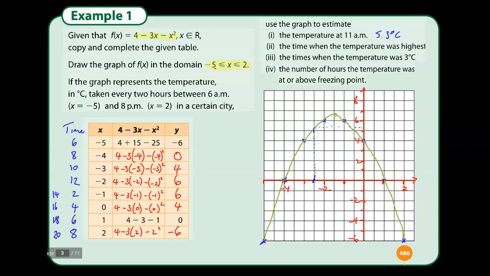Next, the time when the temperature was highest. The highest was the peak in between the 2 and 6 values, here, at -1.5. Going back to my graph, I can see halfway in between -2 and -1 is 1 o'clock. So I'm reading down to this point here. That's 1 o'clock.